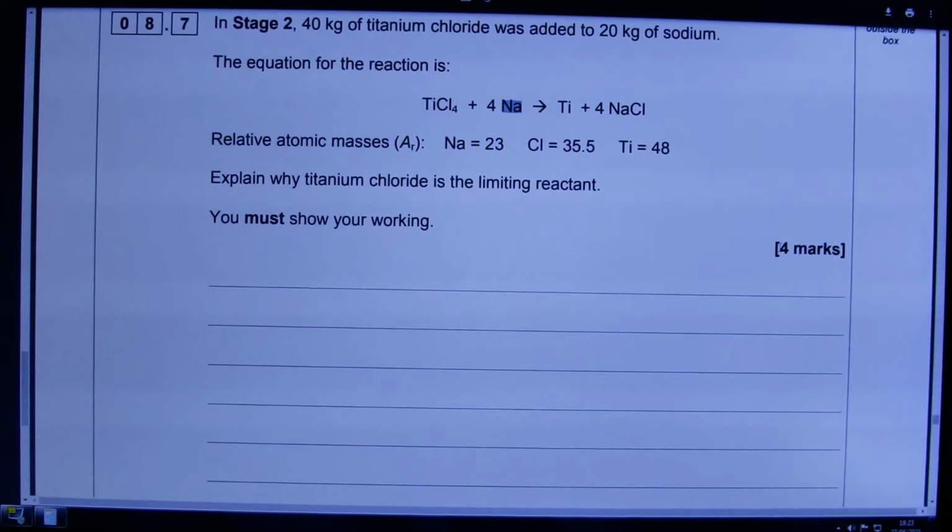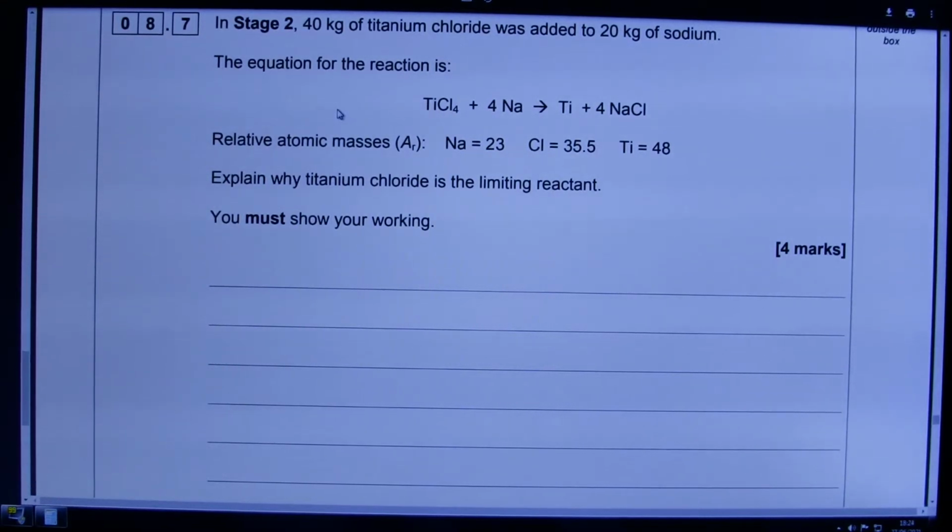Now, if they want us to show our working and there are 4 marks available, they probably want you to work out that 190 divided by 40 is 4.75, and 20 divided by 23 is... Sorry, 23 divided by 20 is a little over 1, but I got that the wrong way up. 40 kilograms divided by 190 kilograms per mole is 1 over 4.75. 1 over... grief. 19 over 4 is 4/19ths of a mole.